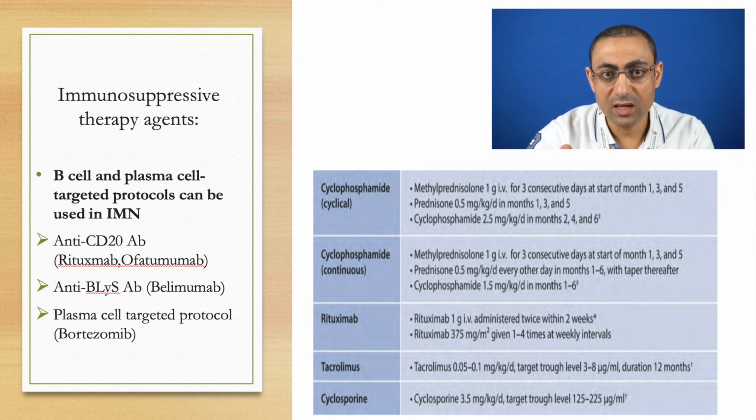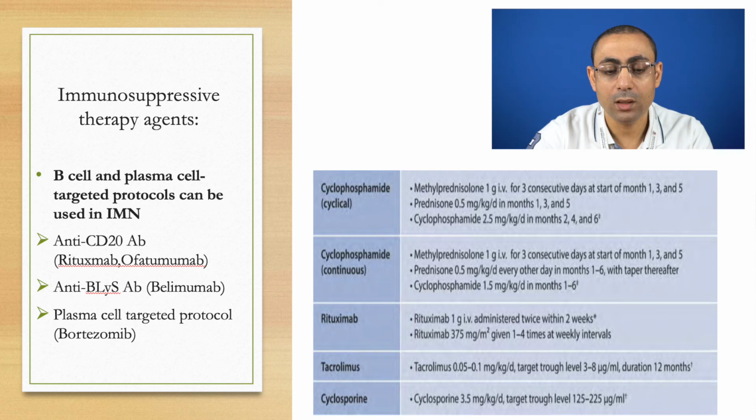Cyclophosphamide can be given cyclical or continuous, as the Ponticelli or modified Ponticelli protocol. Rituximab, in the recent guidelines, has shifted from just treatment for resistant cases to treatment of choice and first-line treatment for membranous nephropathy. Rituximab can be given either 1 gram, 2 doses, 2 weeks apart, or 375 milligrams per meter square weekly for 4 doses.